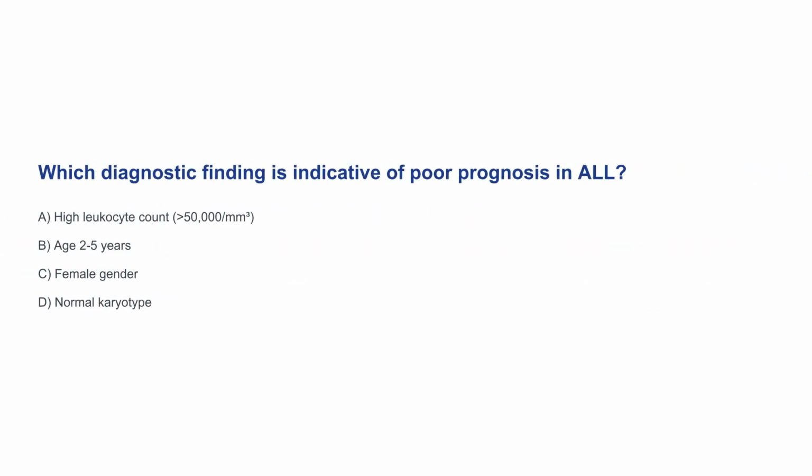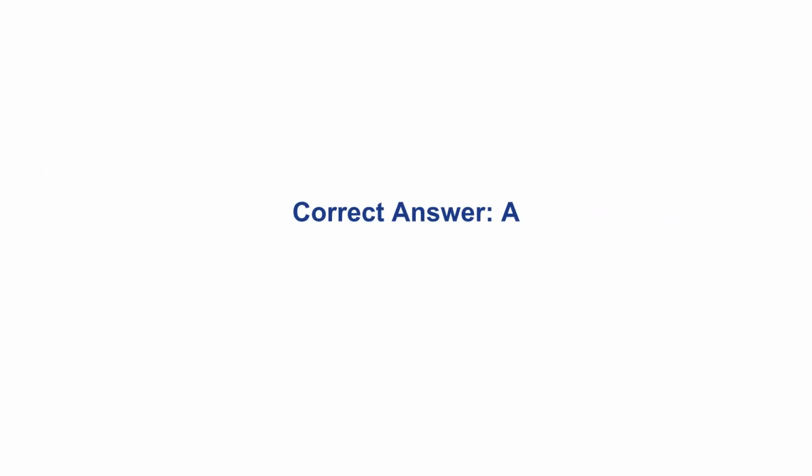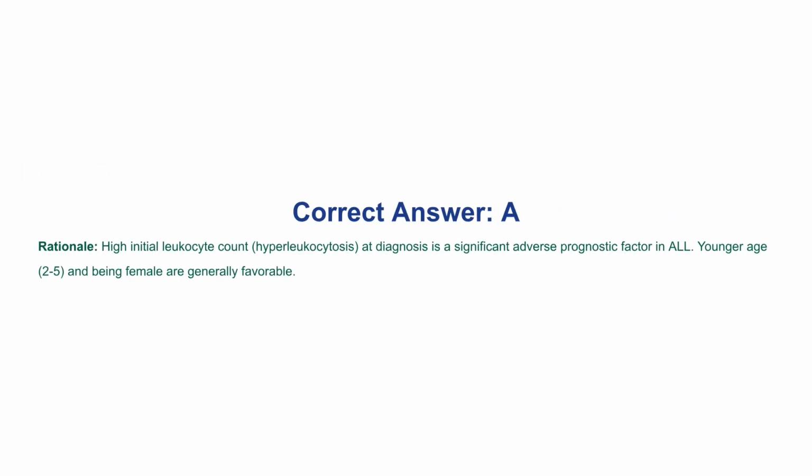Which diagnostic finding is indicative of poor prognosis in acute lymphoblastic leukemia? The correct answer is A. A high leukocyte count at diagnosis, specifically over 50,000 per cubic millimeter, is a significant adverse prognostic factor in ALL.